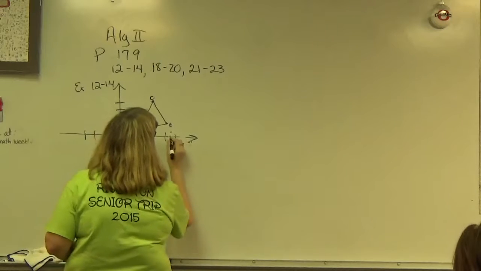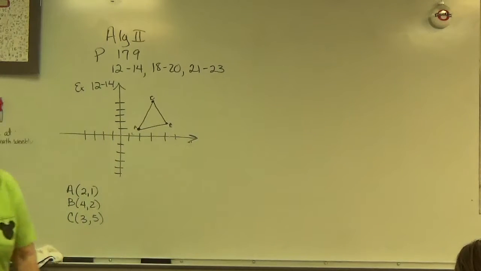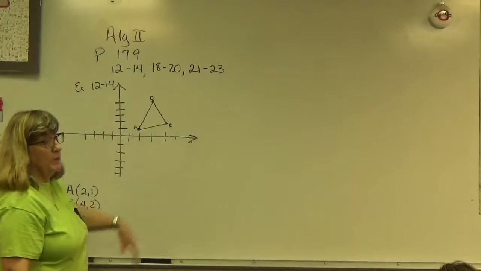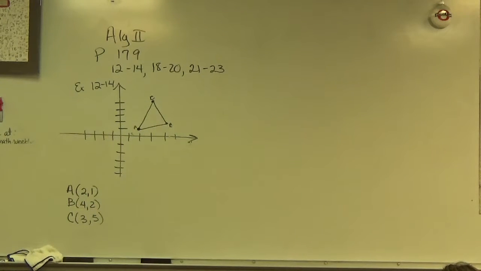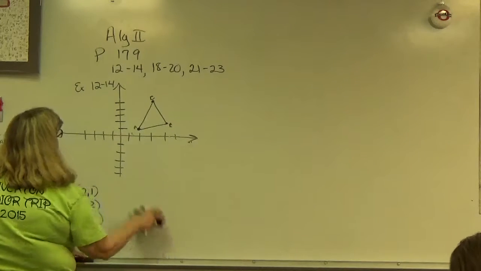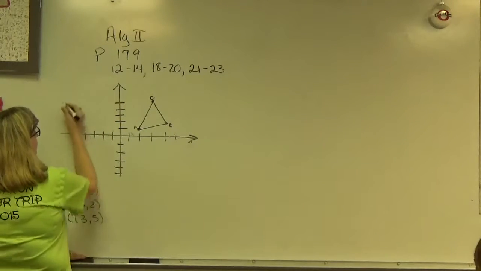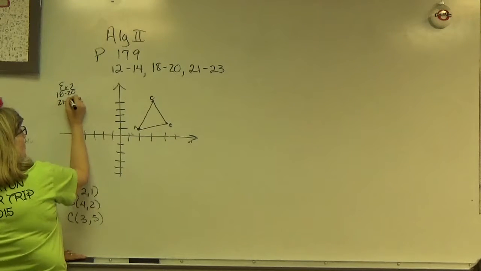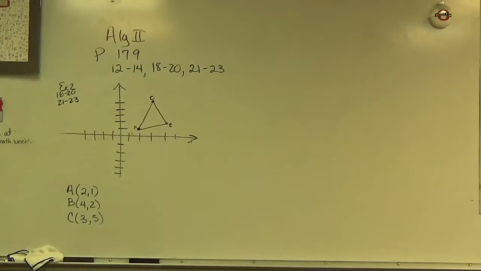Which would you guys rather see? Would you rather see it reflected over the x, reflected over the y, reflected over y equals x, or counterclockwise? Nicholas? I was going to ask if we could put this on a different graph. Yes, you want to put it on a different graph. I'm just doing this to save me creating a new graph. So yes, this is example 2, and example 2 is going to be like what you're doing on 18 through 20 and 21 through 23. You're going to use one of these formulas to multiply.